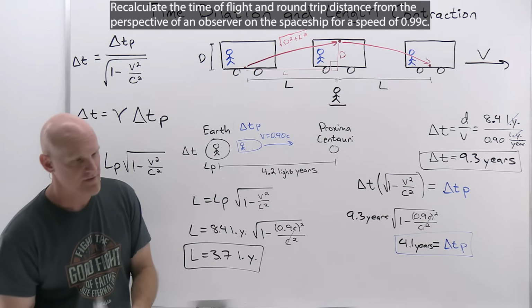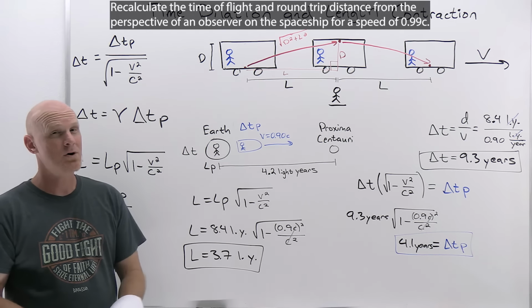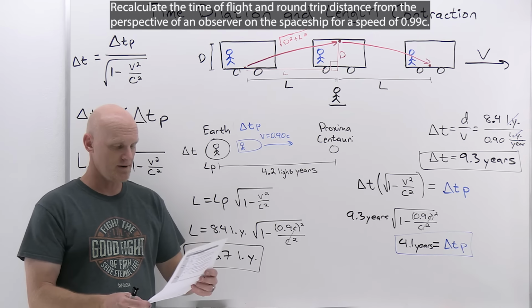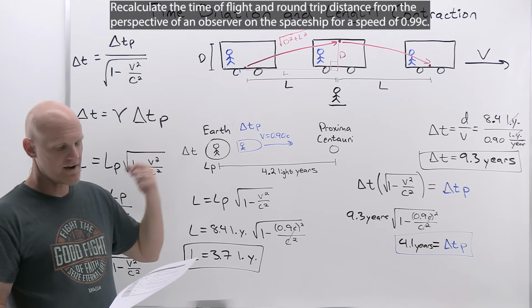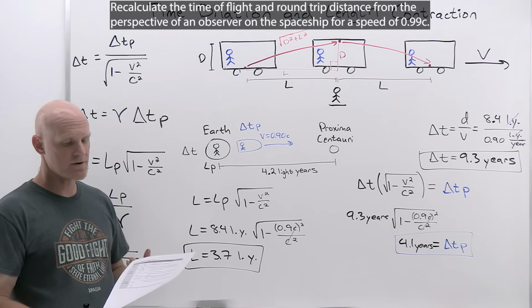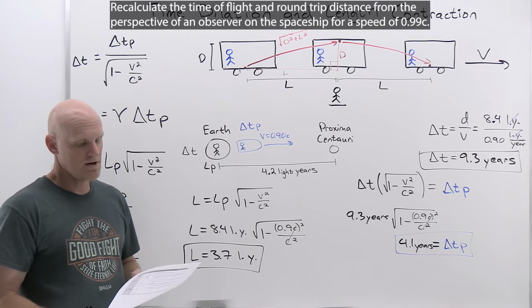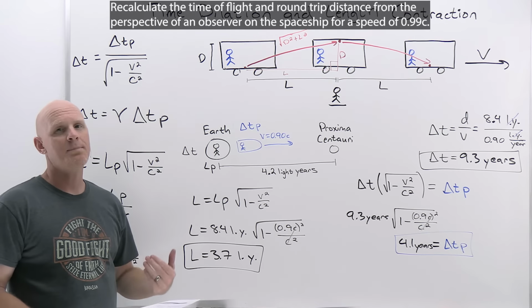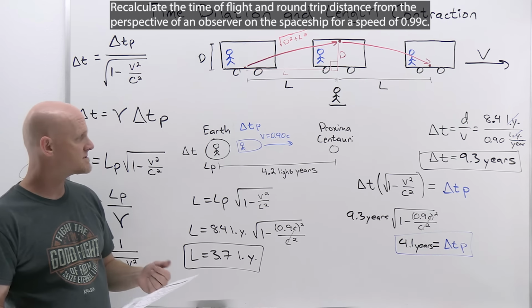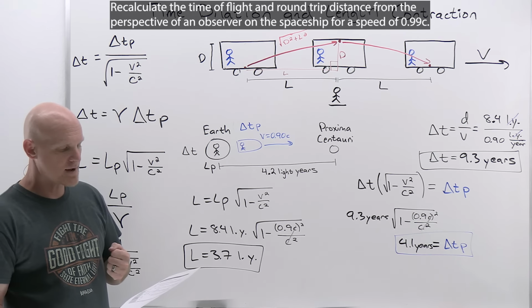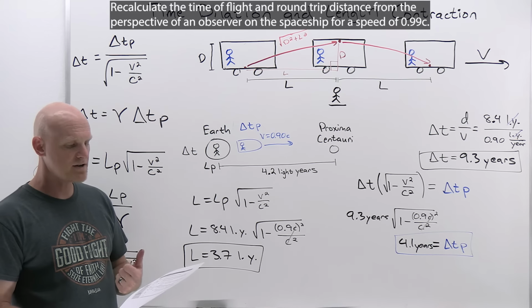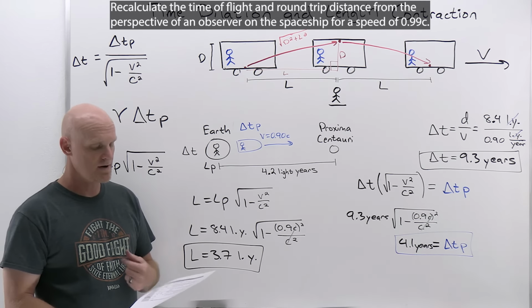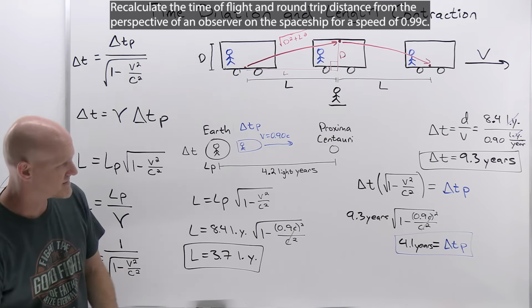Okay, now the second part of this problem is really the same problem over again with a slightly different speed. Recalculate the time of flight and round trip distance from the perspective of an observer on the spaceship for a speed of 0.99 c. What I just want you to see here is what happens as we get closer and closer to the speed of light.